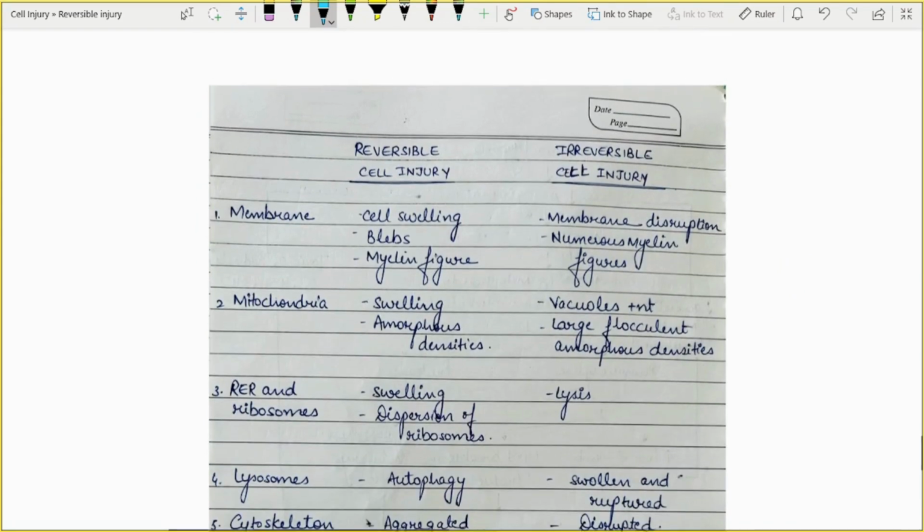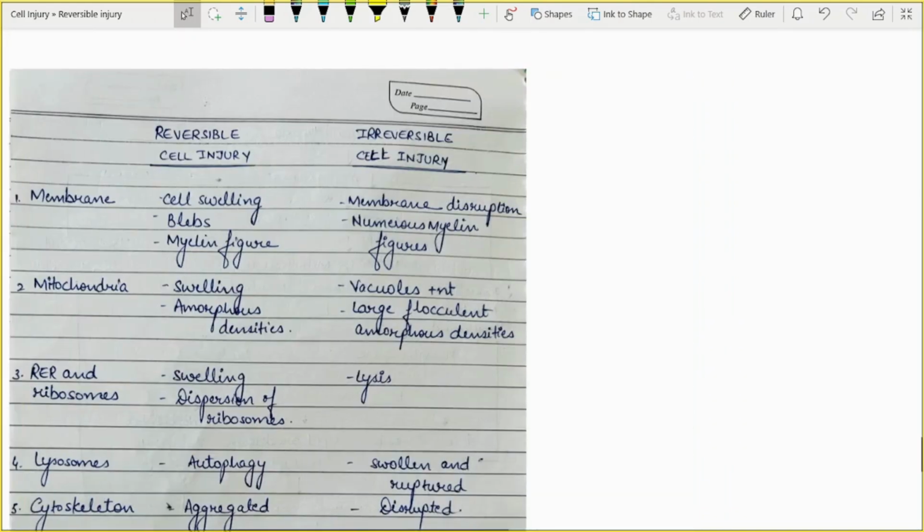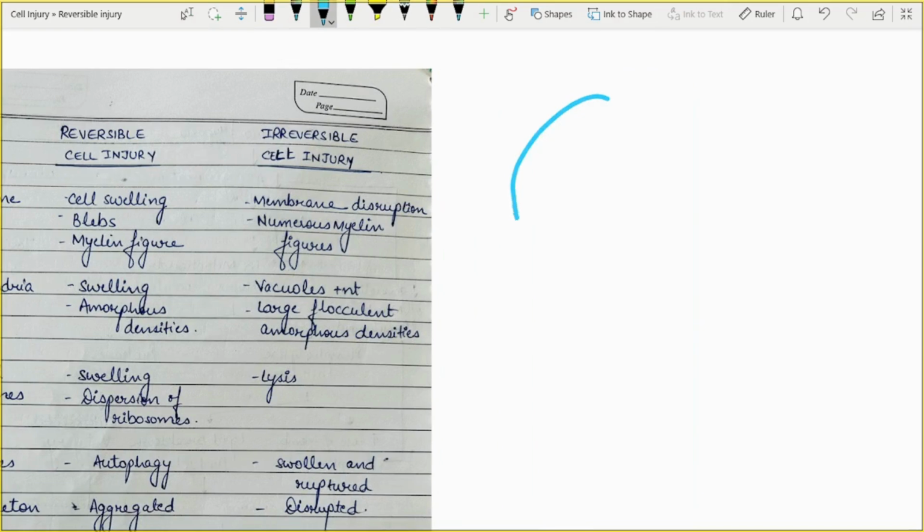Now, moving on to the second question that I showed you, that is to tabulate the difference between reversible and irreversible cell injury. This question is asked separately as well. So, here is a table depicting reversible and irreversible cell injury differences. So, we have a cell. It has three parts. It has a cell membrane. It has cytoplasm, which has organelles, and it has a nucleus inside it.